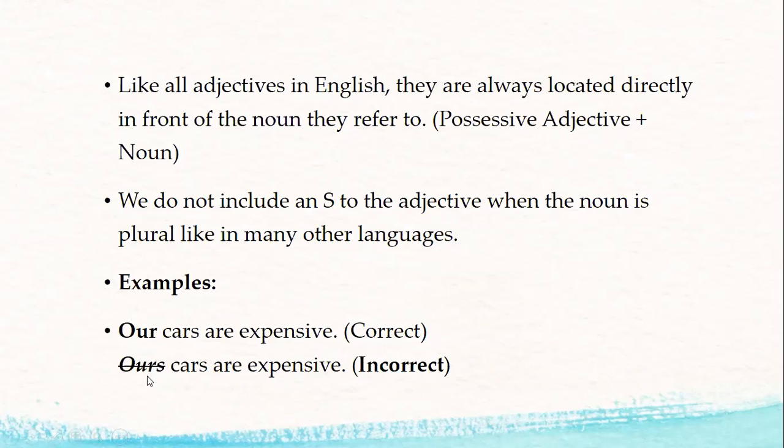inglés eso es incorrecto. So you can see the example that says our cars are expensive, and you can see that the plural is on the noun. O sea, la S va a ir en el sustantivo, no en el adjetivo, okay? So if you say ours cars are expensive, that is incorrect. Why? ¿Por qué sería incorrecto la segunda oración que tenemos en el ejemplo? Can anyone tell me?